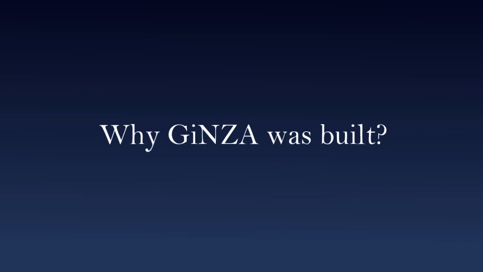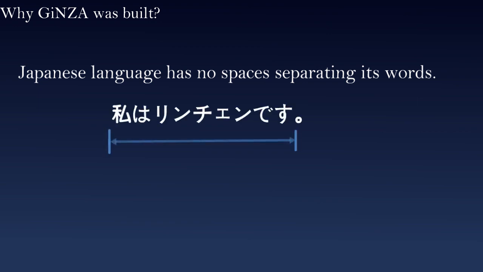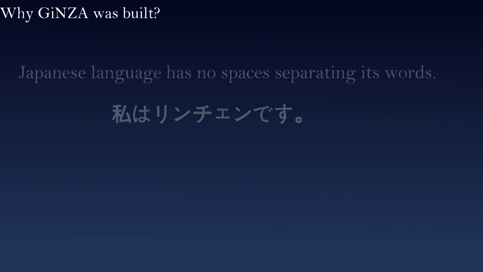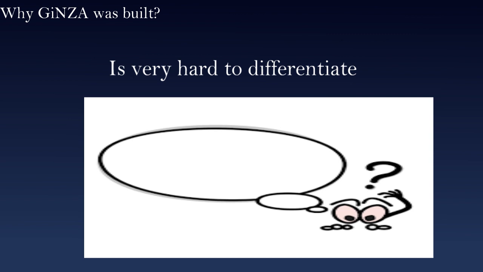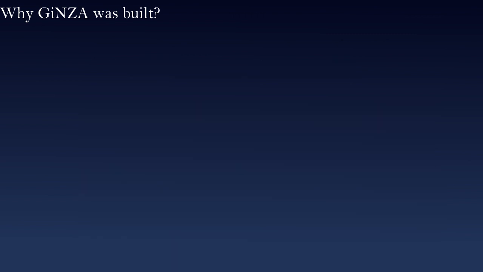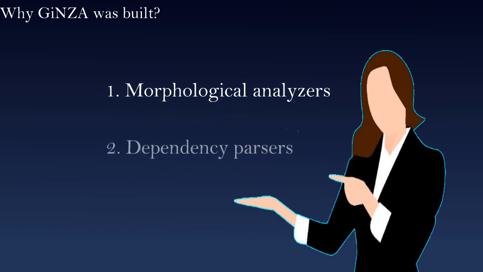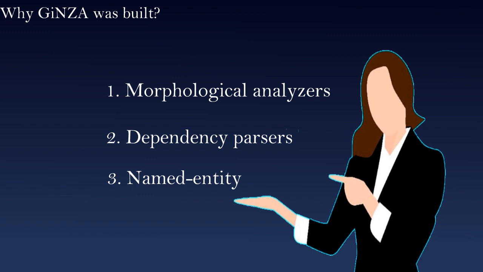Second, why GiNZA was built. In Japanese, the language has no spaces separating its words. For the given example, it does not have any space. This translates to I am Rinchin. So it is very hard to differentiate between nouns, verbs, and adjectives. So here they have solved those problems with morphological analyzers, dependency parsers, and named entity recognition, which made language analysis easier for them.